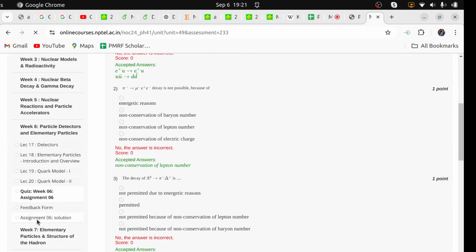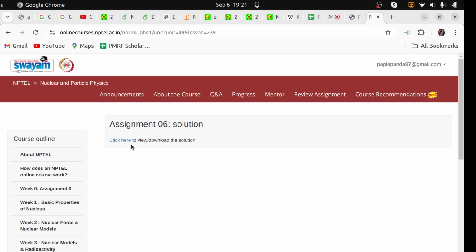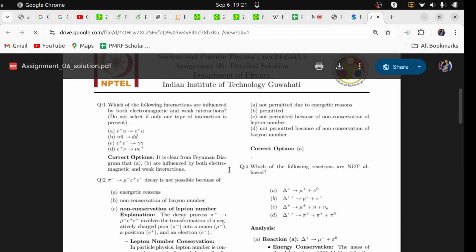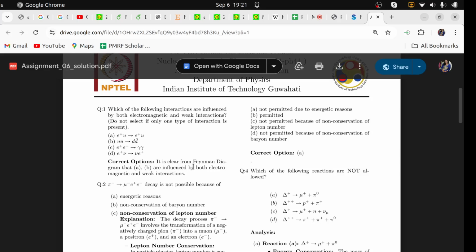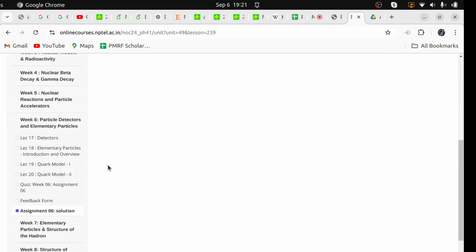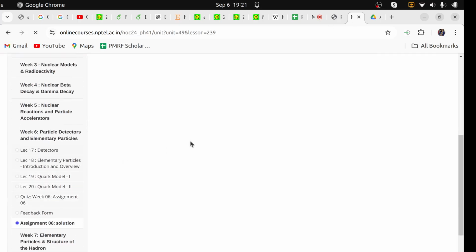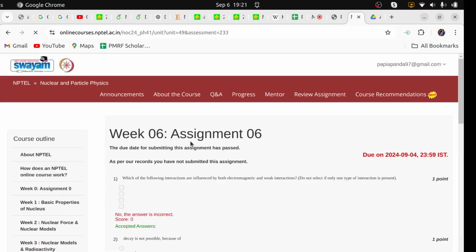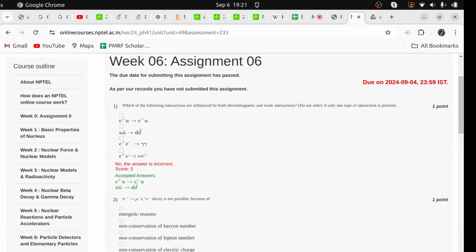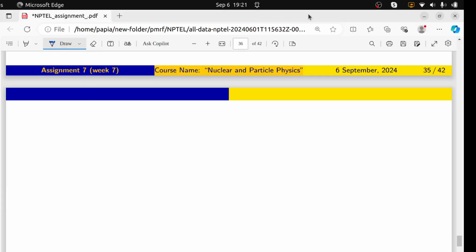You can also see the assignment solution. That is fine, no problem. I will also check that and explain. I think here it is already given. It is clear from the Feynman diagram. There is no other Feynman diagram here. It is given. Okay, so what was the expression? The expression was, let me write here.